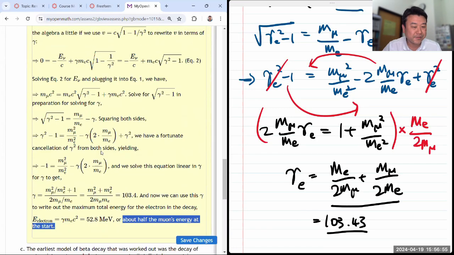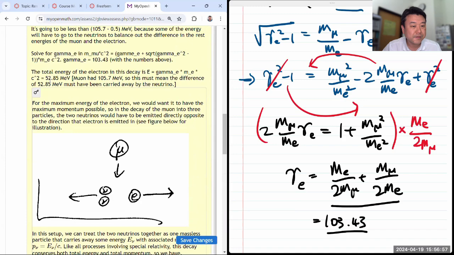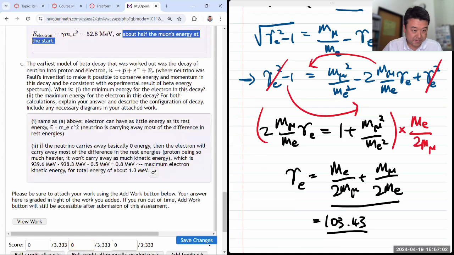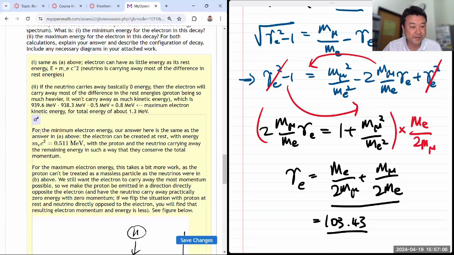I think here I rounded wrong. It should be 52.9 or 85. All right, and this, let's see. That was my answer. And the minimum, same as, yeah, A above. It can be created at rest. For the maximum electron energy, can it not be?